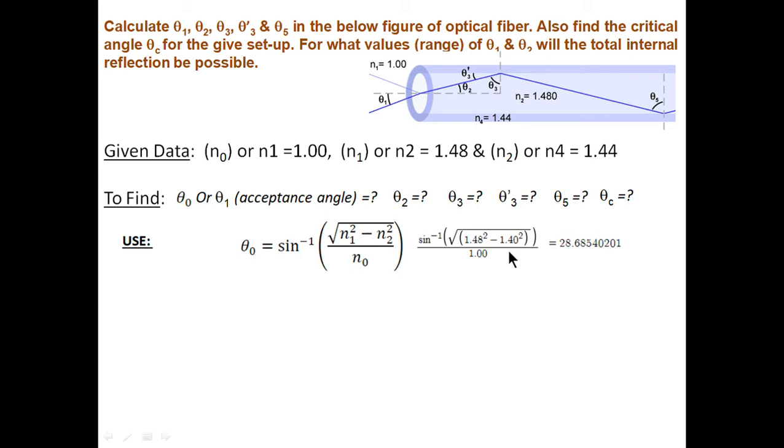Well, this is the acceptance angle for the given setup, but he has also asked what is the critical angle and the real values of theta 2, theta 3 and theta 3 dash when there is a possibility of complete total internal reflection to happen.